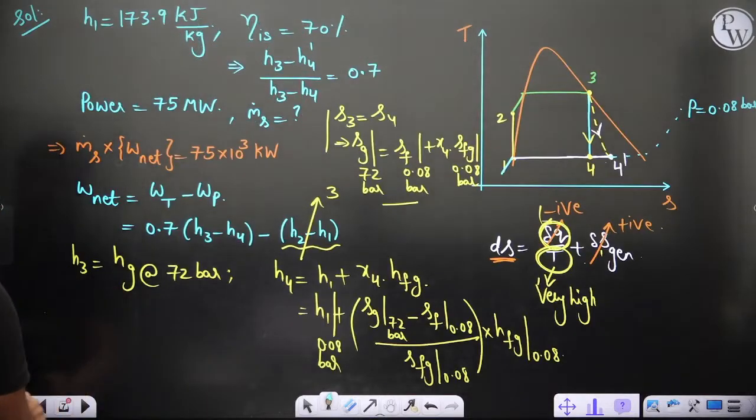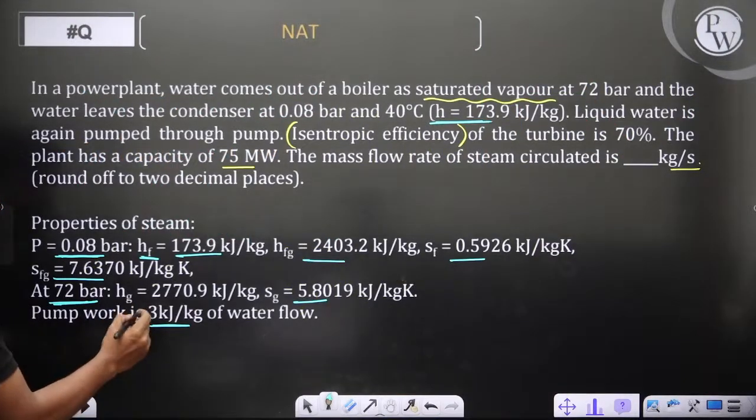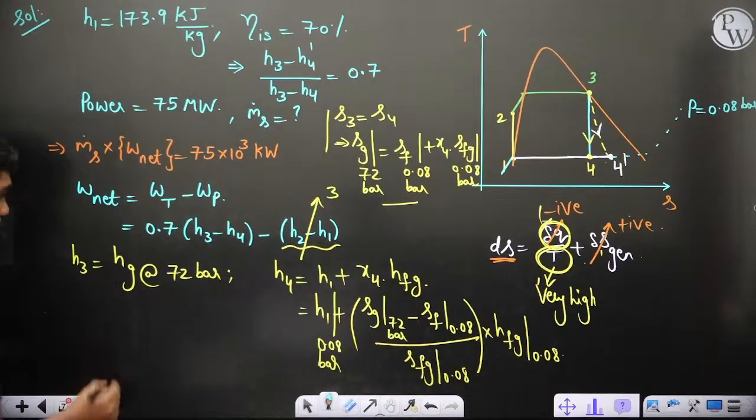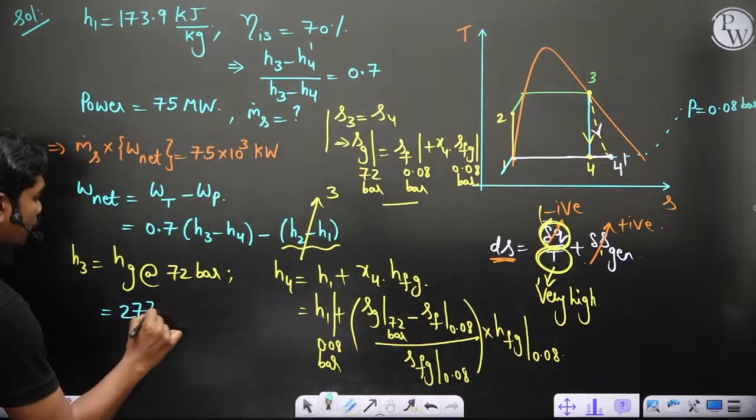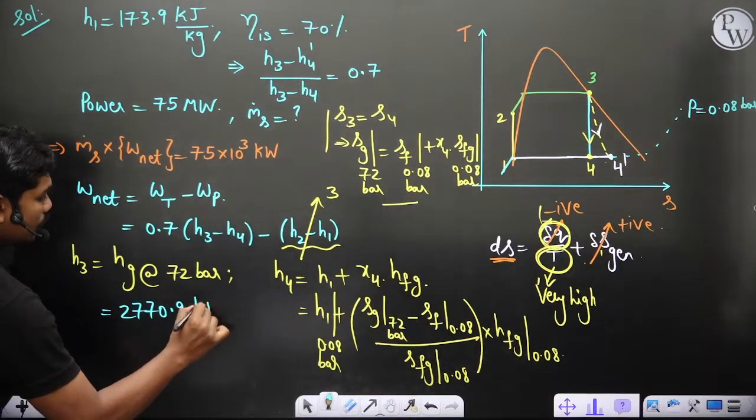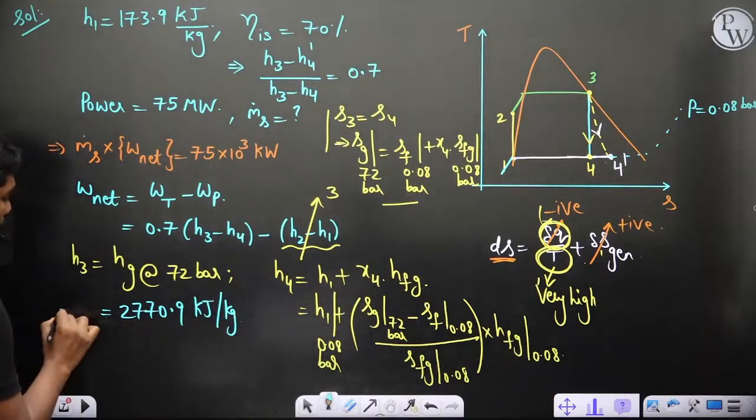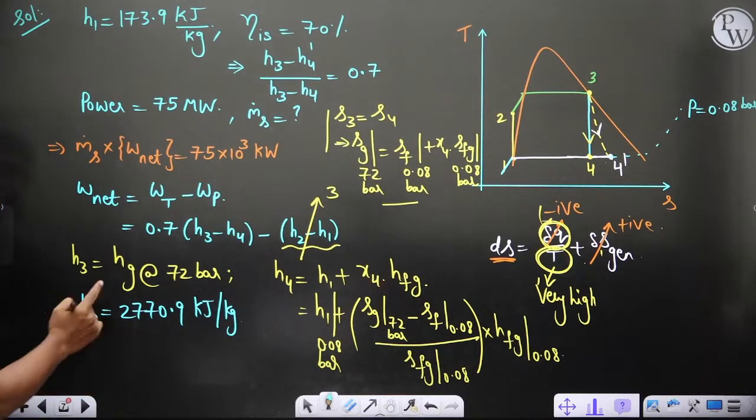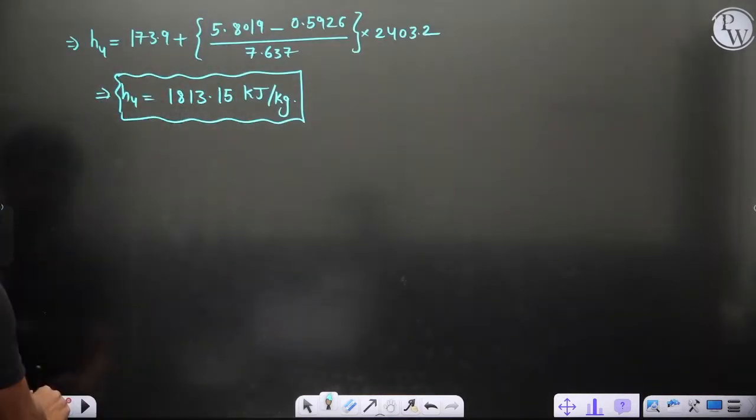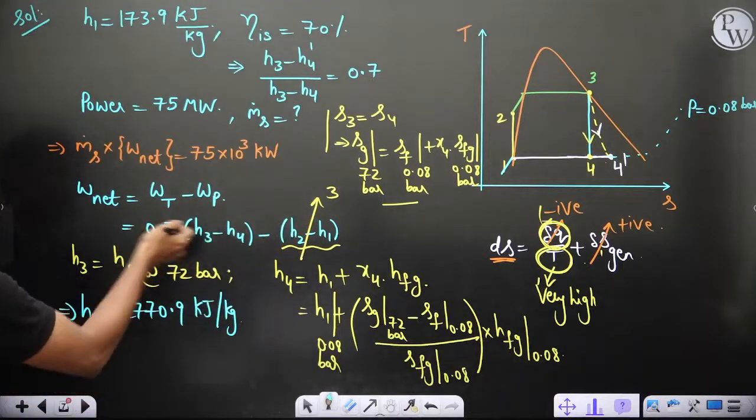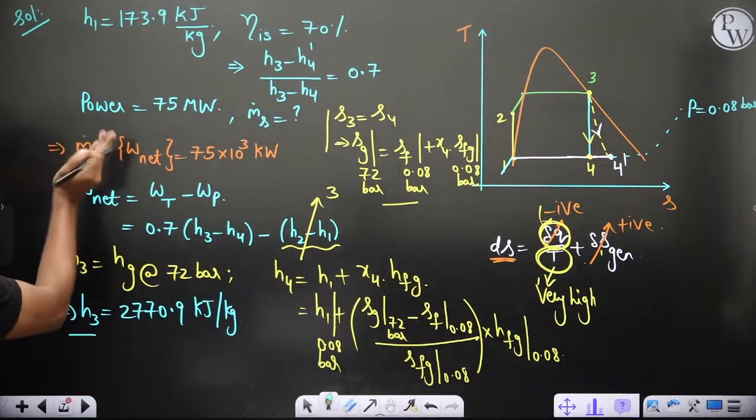What is H3? H3 Hg at 72. So Hg 2770.9 kilojoule per kg. So this is what is the value of H3 here. Got it? So you got H3 and you simplified H4. That's it. This value is already known to you. Just put it here. You will get W net. Put it here. You will get mass flow rate of the steam.